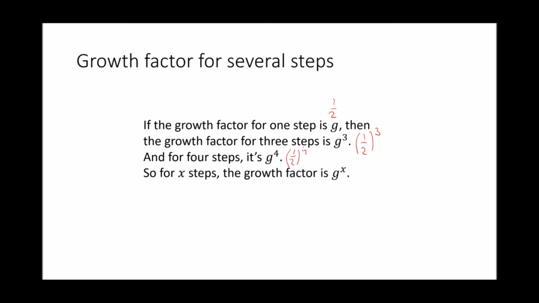For 3 steps, it's g to the power of 3. For 4 steps, g to the power of 4. So for x steps, the general amount of steps, the growth factor is g to the power of x. In this case, a half to the power of however many steps I'm taking. So that is if I want to make the time span longer.